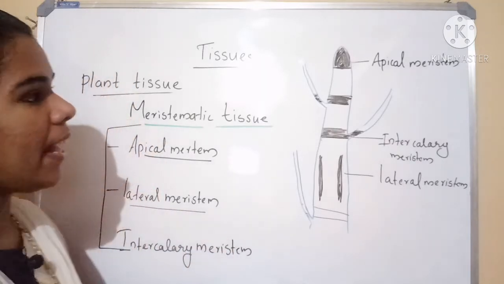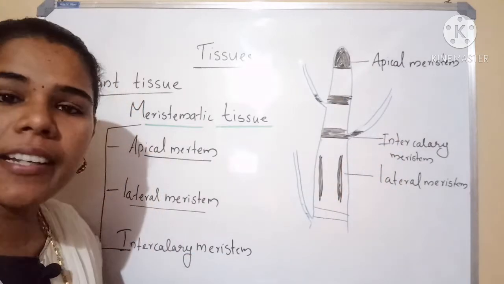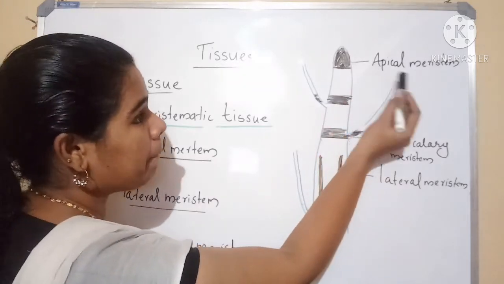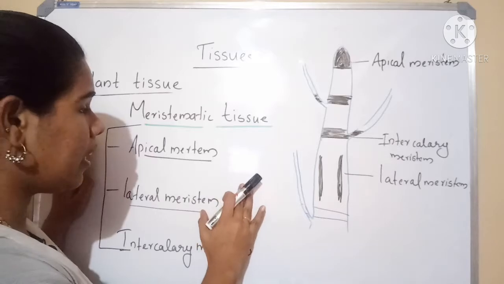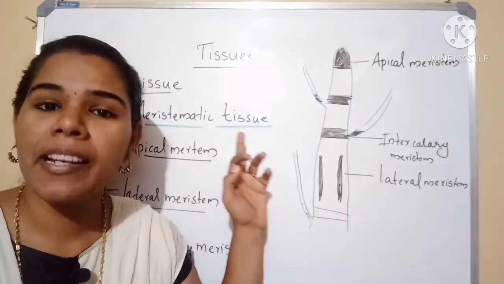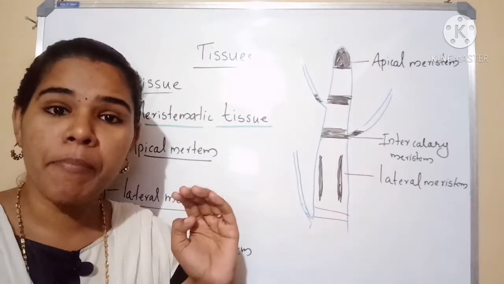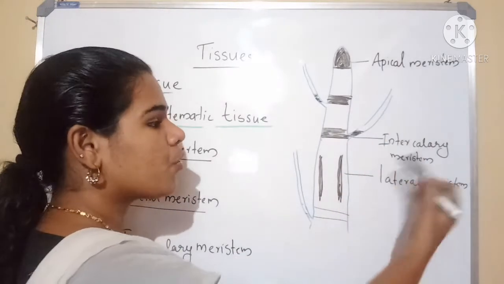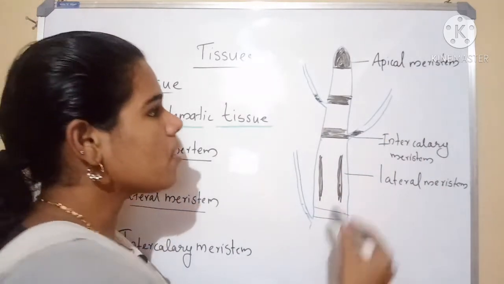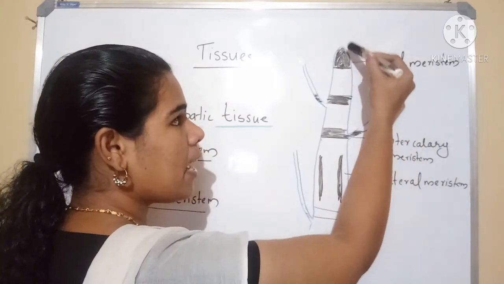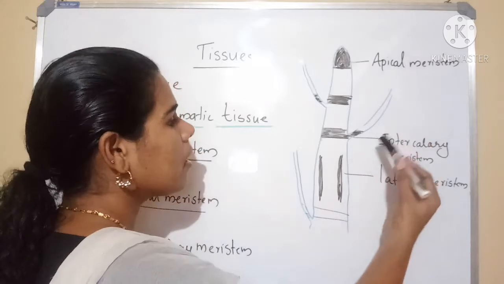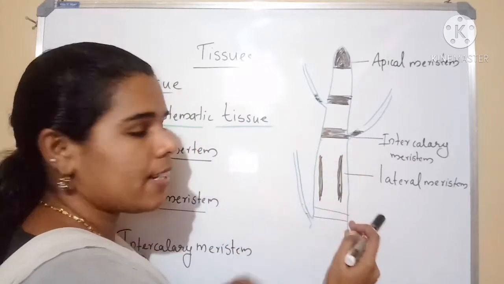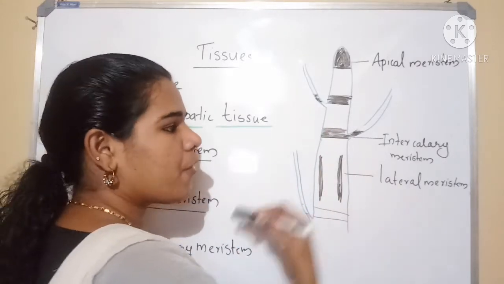Okay, so that's why the meristems are termed according to their position. Here you want to think about how meristematic tissues are classified on the basis of position. We can classify them into three main meristems. The first one is the apical meristem, present at the apex of the stem, or the top of the stem. The second is the lateral meristem, present on the lateral side, or the sides.